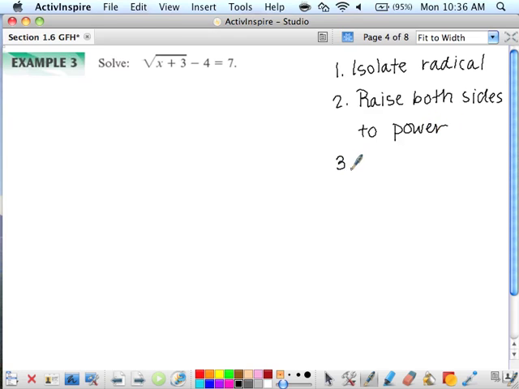Step 3. If all of your radicals are gone, solve what's left. But if you still have a radical left, start over.